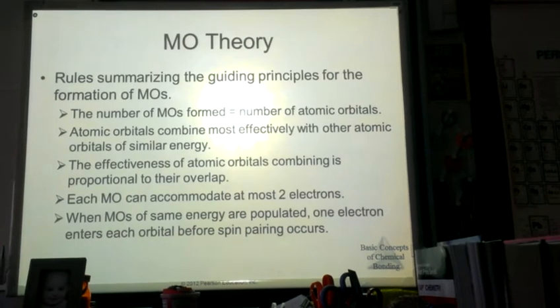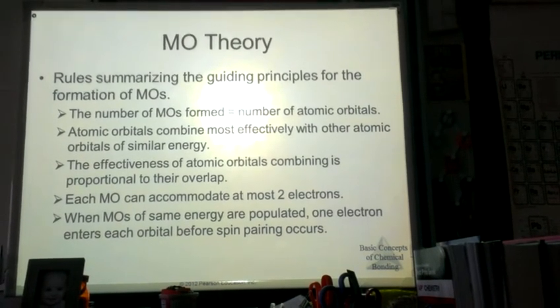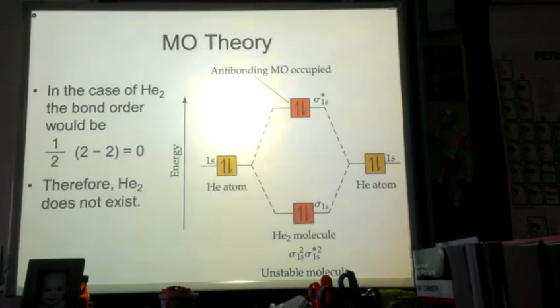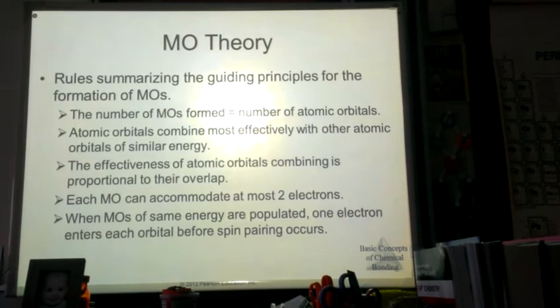Okay, so in MO theory, here are some rules that summarize the principles in the formation of molecular orbitals. The number of molecular orbitals is equal to the number of atomic orbitals, okay? So if we go back to this, I have 2 helium atomic orbitals. That should be equivalent to the 2 MOs that I can fill in for helium. That's the bonding, that's the anti-bonding, okay?